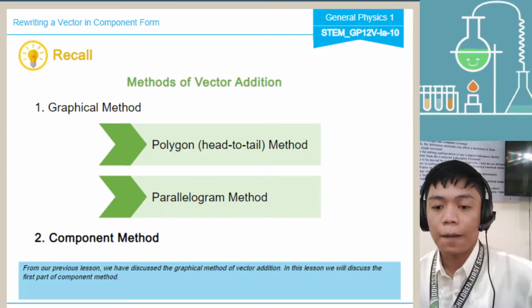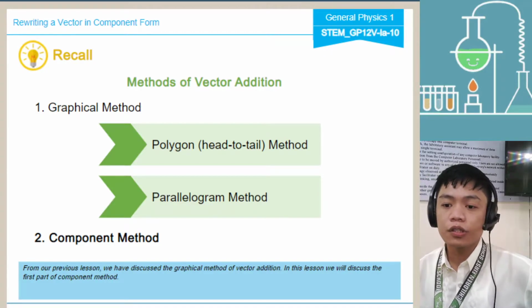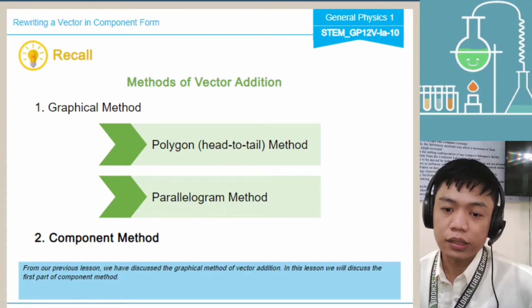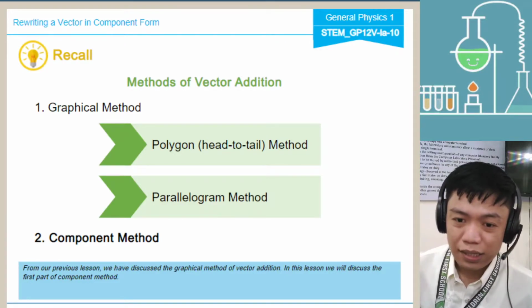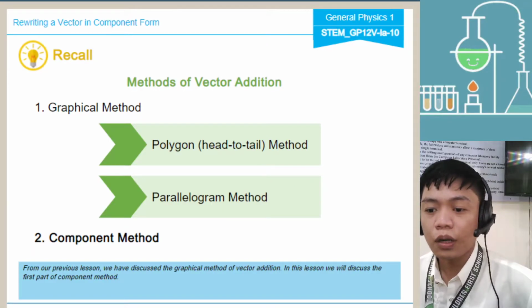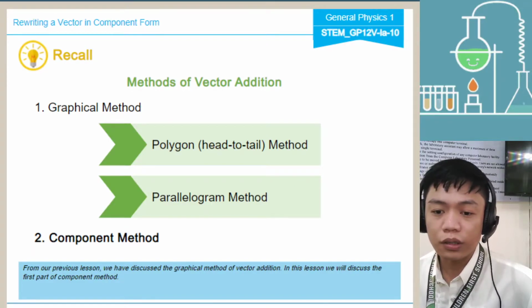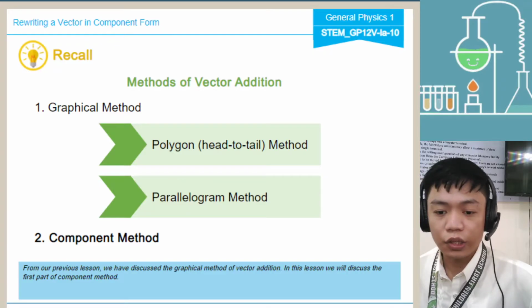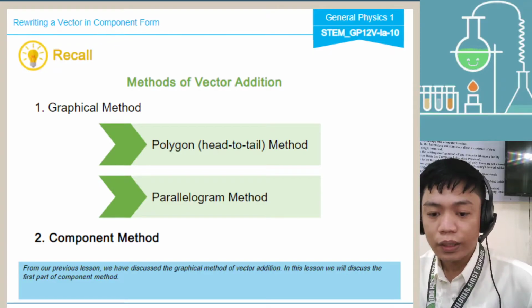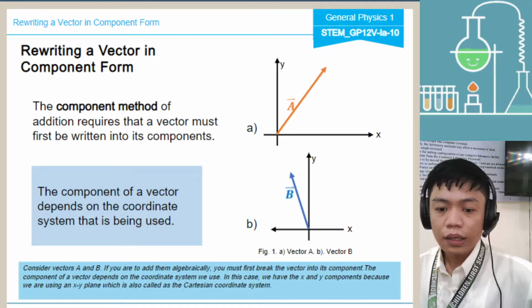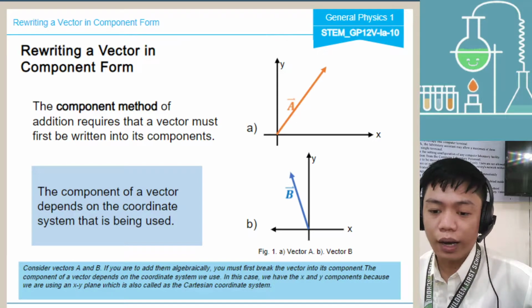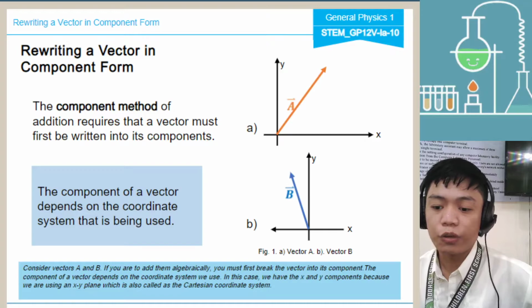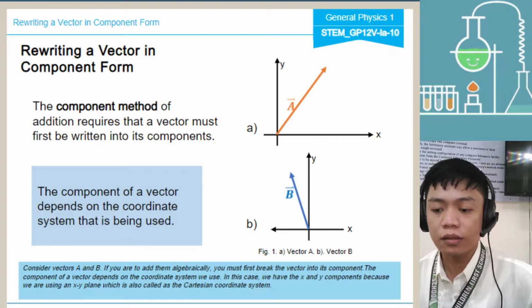So, let's begin. The methods of vector addition are the graphical method and the component method. We are done discussing the graphical method, which are the polygon method and the parallelogram method, in our previous video. Now, we are going to learn about the component method. Consider vectors A and B. If you are to add them algebraically, you must first break the vector into its components.